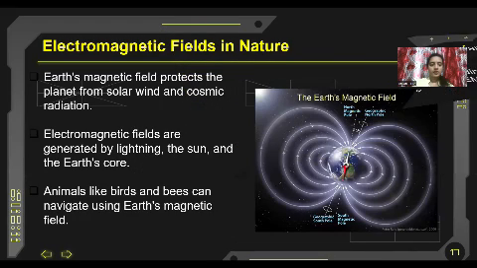Electromagnetic fields in nature. Generally, the Earth's magnetic field protects the planet from the solar wind and also the cosmic radiations. Electromagnetic fields are generated by lightning, the sun, and the Earth's core. Animals like birds and bees can navigate using the Earth's magnetic field.